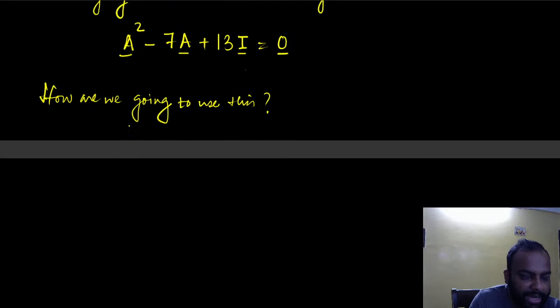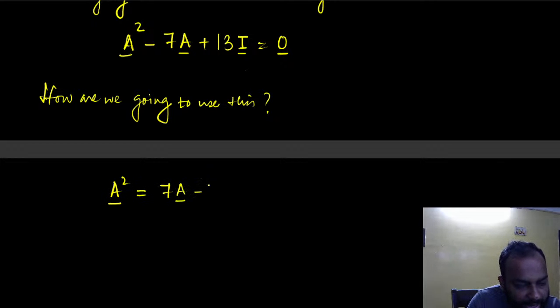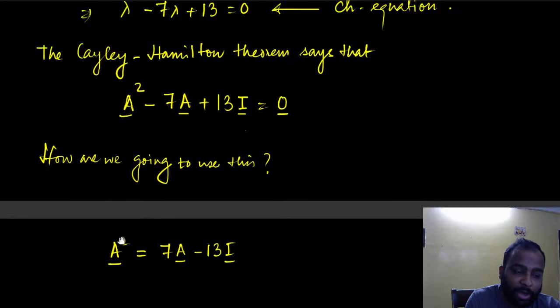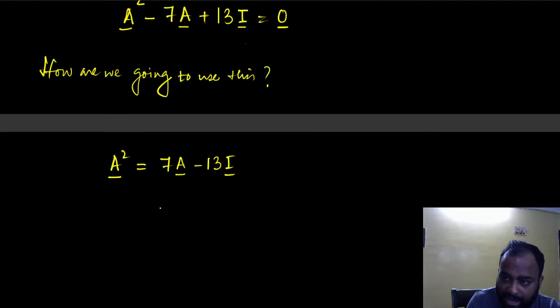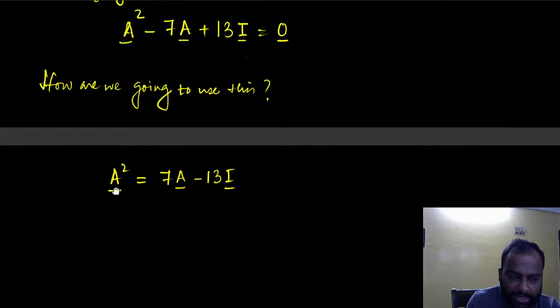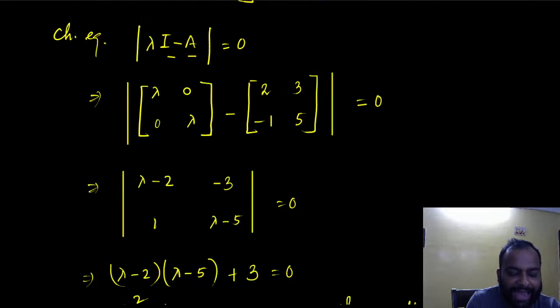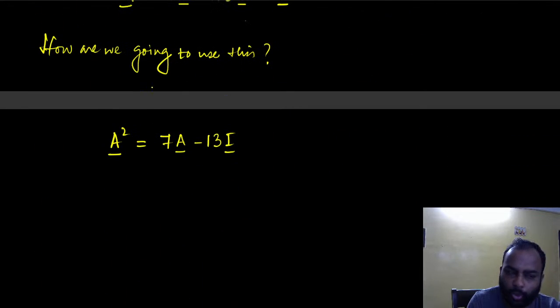I can write this as A squared equals 7A minus 13I. So look very carefully. What is the value of A squared? I can calculate A squared by just doing this, 7A minus 13I. That's very simple. So I can calculate the square of this matrix A by actually not calculating the square. So this is calculating the square without calculating the square.